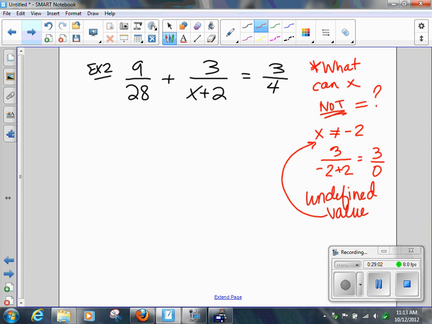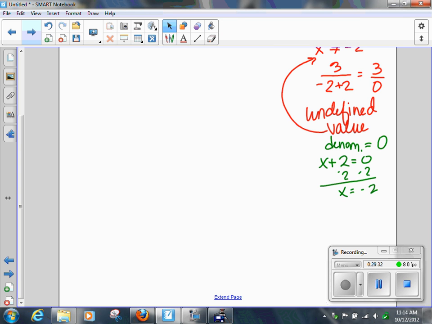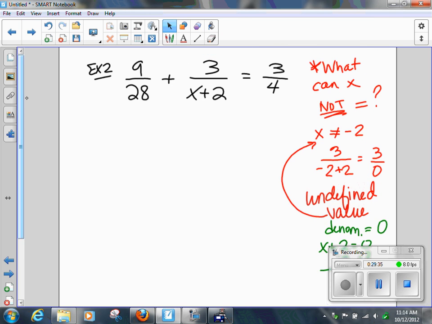So if you ever have a variable in your denominator, you better find out. Now, how would I find out? Folks, all you have to do is take that denominator and set it equal to 0. That's all. What was it, x plus 2? And solve, and that's how we got -2. Set your denominator equal to 0. So you have to do a little pre-work before we do the real stuff.